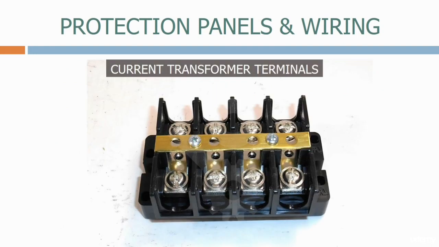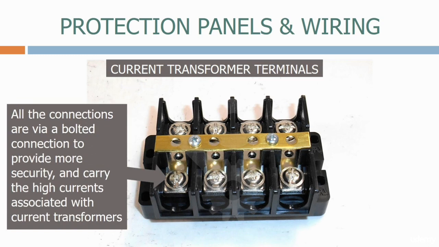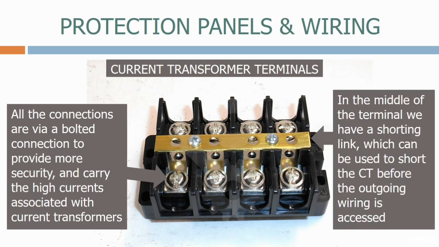Finally, we have current transformer terminals. Current transformers cannot be left open-circuited. CT terminals are designed to avoid this happening. All the connections are via the bolted connection to provide more security and carry the high currents associated with current transformers. In the middle of the terminal we have a shorting link, which can be used to short the CT before the outgoing wiring is accessed.